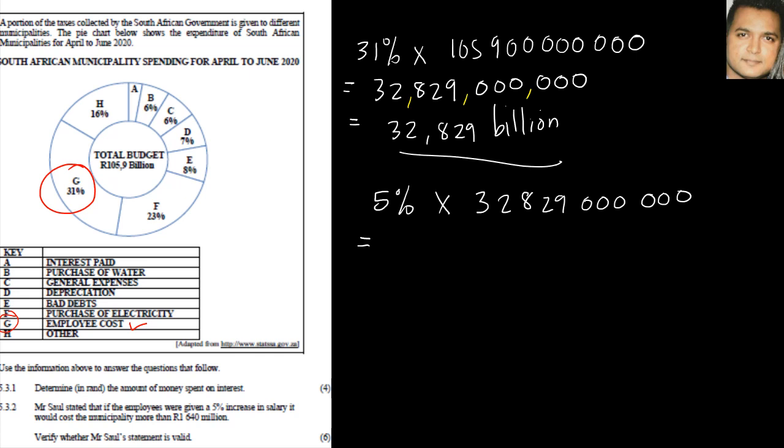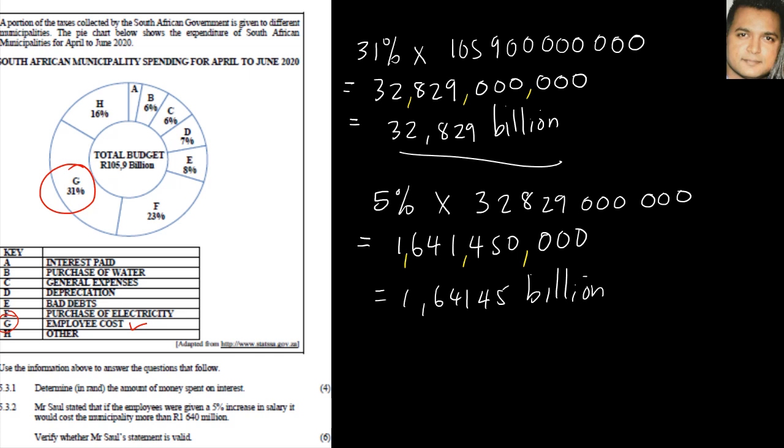Punching that into our calculator, we would get 161. Sorry, it's 164. Let's redo that. 164. It's 1641 450, and 3 zeros. So we get that in our calculator, and now we want to write this down in terms of billion. So let's put our separators there. That's 1000, million, and there's our billion. So we got 1,64145 billion.